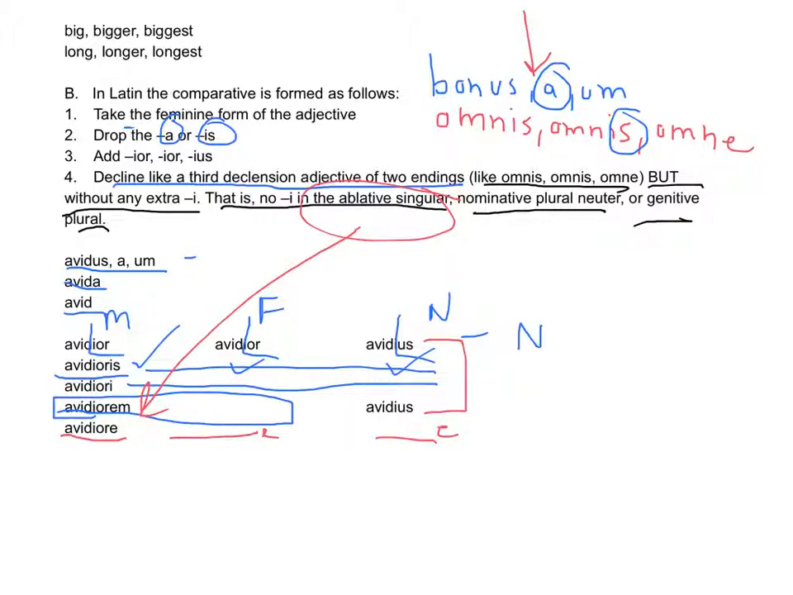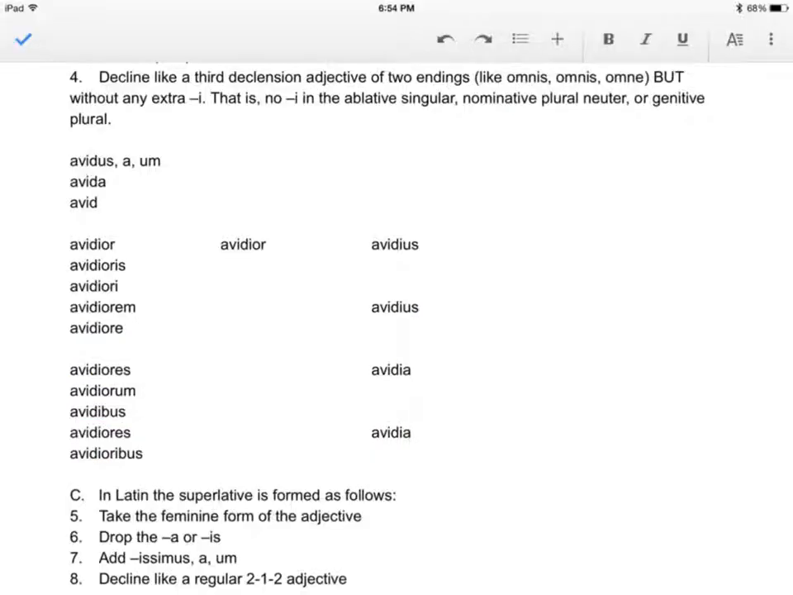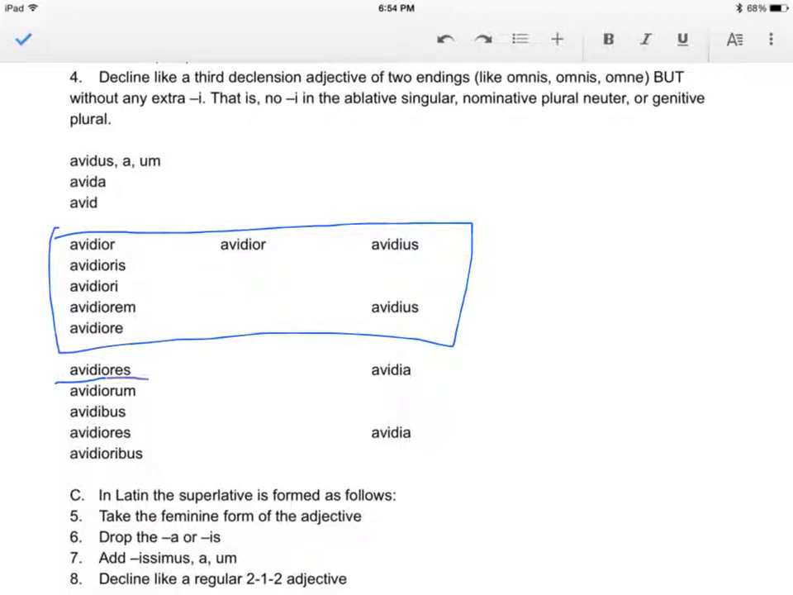This word means greedy in its positive form. In the comparative form, it means greedier or more greedy. That's just the singular so far. Now here's the whole pattern. We've already gone over the singular up here. The plural is avidiores, avidiores for the masculine and feminine. For the neuter, it's avidiora.